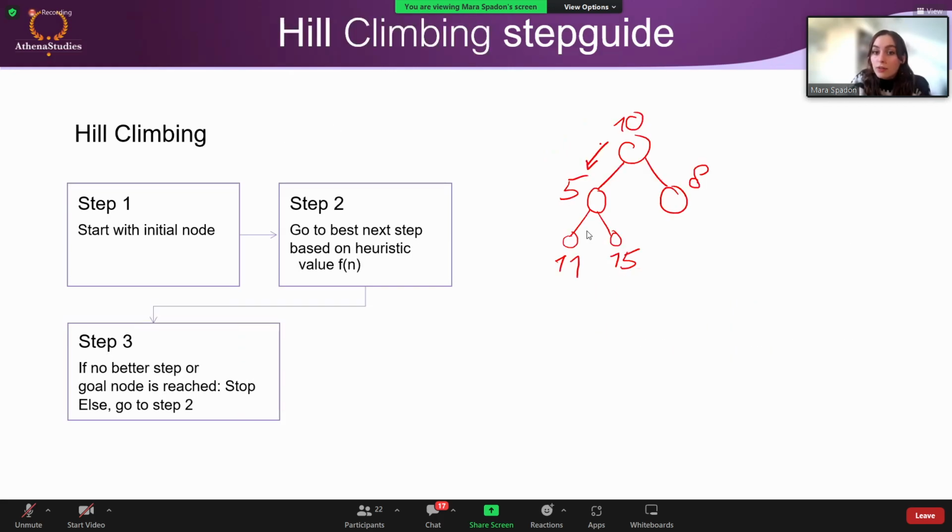So what does this mean for hill climbing? It means that sometimes it will not find the goal, right? Because it can get stuck down here whilst the goal is maybe here, but it cannot go back.